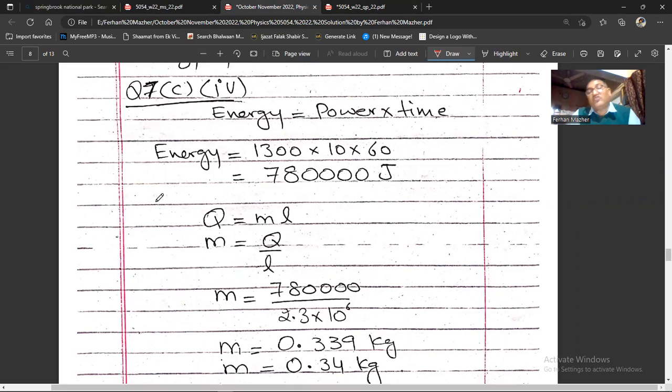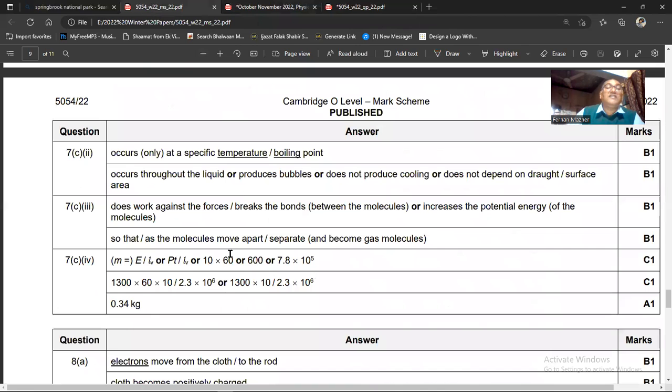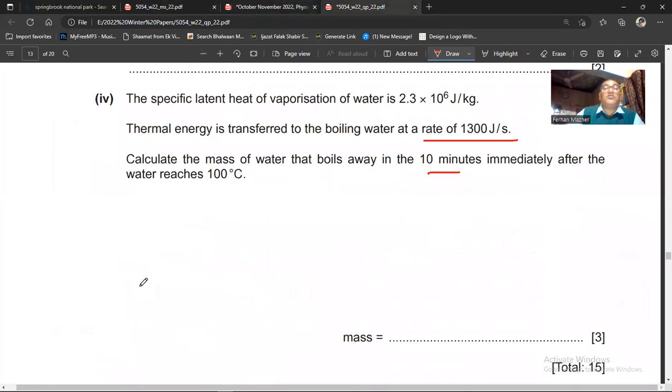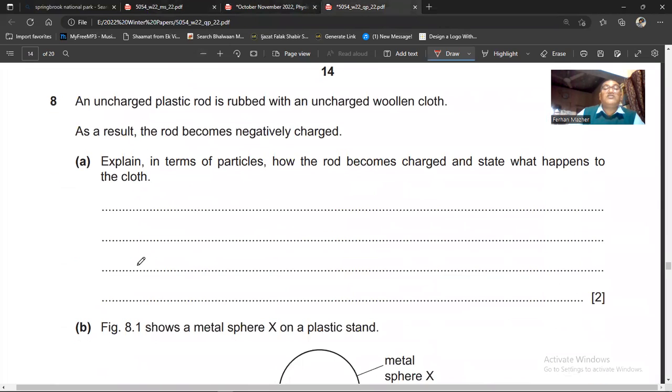So m will be equal to 780,000 divided by 2.3 x 10^6. And the mass will be 0.339 kg. When you round it off, it will be 0.34 kg. 0.34 kg is our answer. 0.34 kg is the right answer. This much amount of water will be converted into steam.